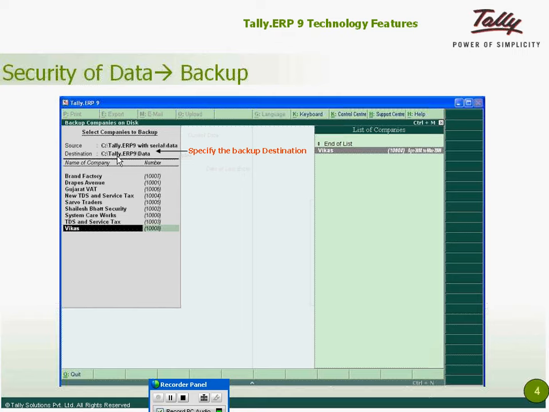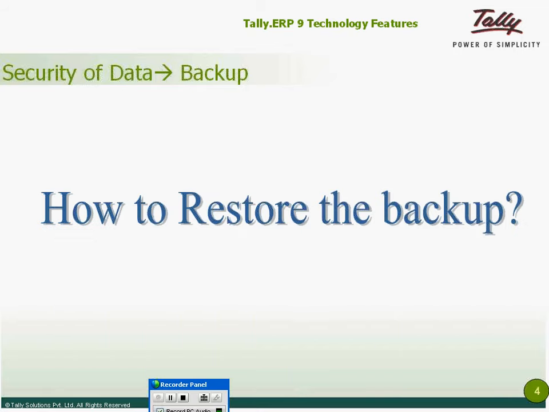After selection of source and destination of backup, we will select the list of companies which we wish to take the backup of. Hit Enter and accept it. The backup is taken. Now, in case of an emergency where you wish to restore the backup of your data, you can follow the steps which we will show you now.